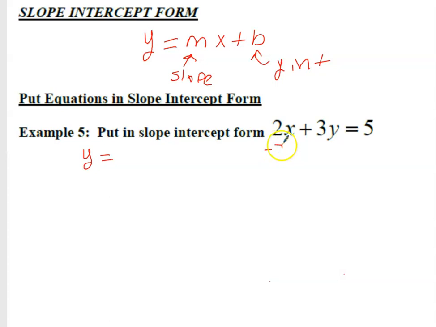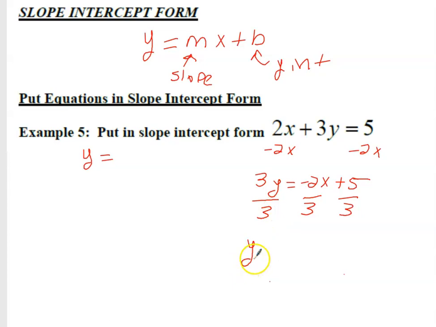So we're going to start off by moving our x by subtracting 2x from both sides and getting that 3y equals negative 2x plus 5. So we're going to divide both sides of the equation by 3. And when we get this, we get y equals negative 2/3 x plus 5/3. So the slope of this line is going to be negative 2/3. And the y-intercept of this line is going to be 5/3.